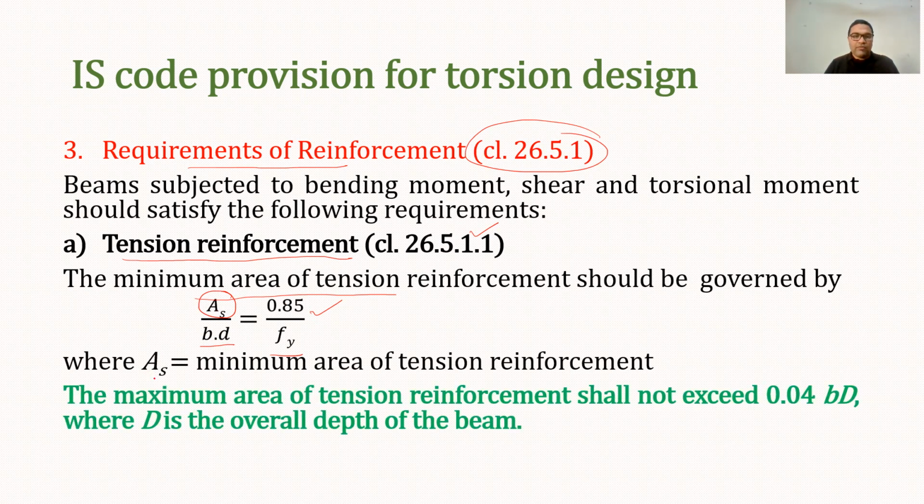Similarly, we also have a maximum limit on the area of tension reinforcement. IS code recommends that the maximum area of tension reinforcement shall not exceed 4% of the total cross-sectional area of the beam. The total cross-sectional dimension is b and d, and 0.04 is 4%. So 0.04 times bd is the amount our area should not exceed.